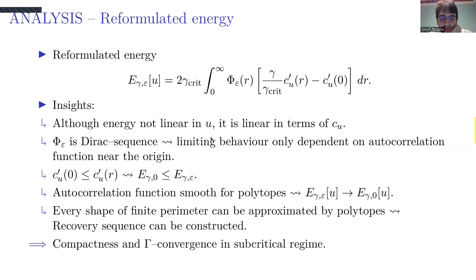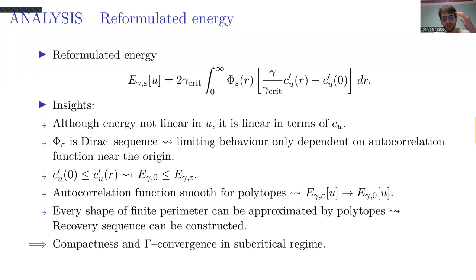So this is very neat. Then we have good estimates on the autocorrelation function. And this in turn implies we have a lower bound, and the lower bound is given just by the perimeter. If we just say C prime of U of R is bigger than C prime of zero, then the integral goes away and we see that this very neat inequality holds.